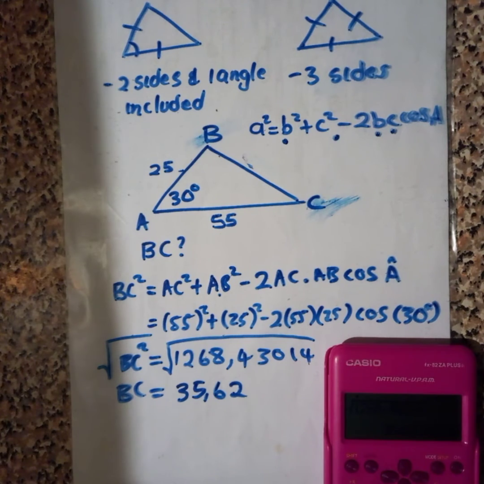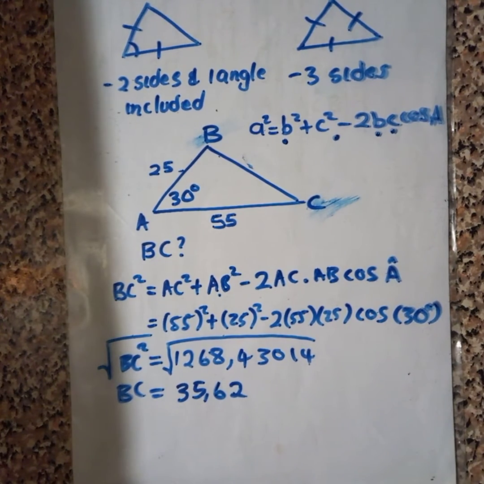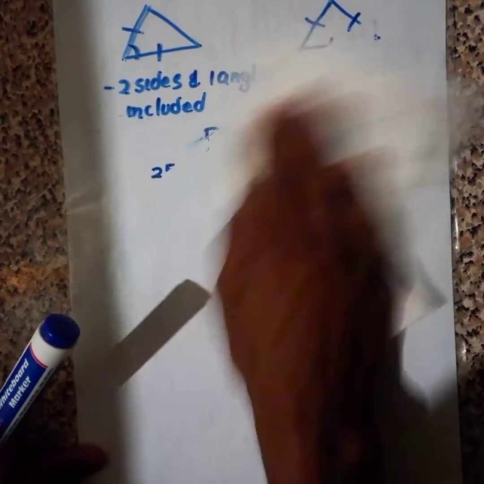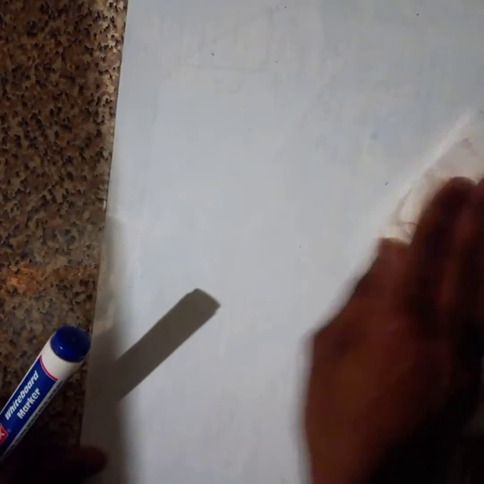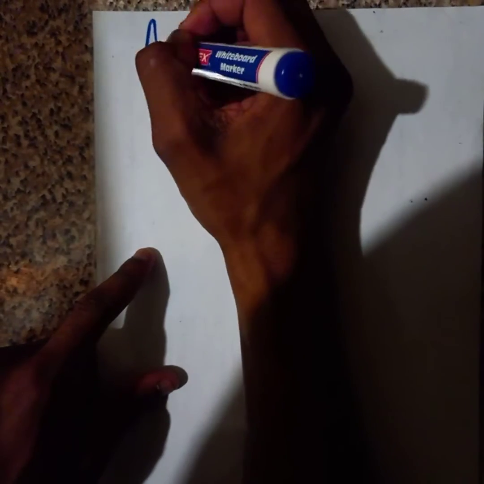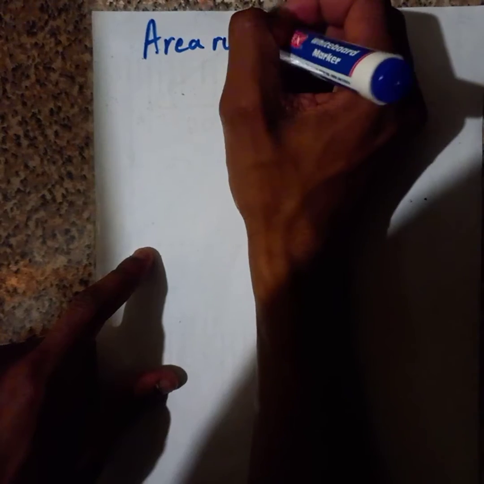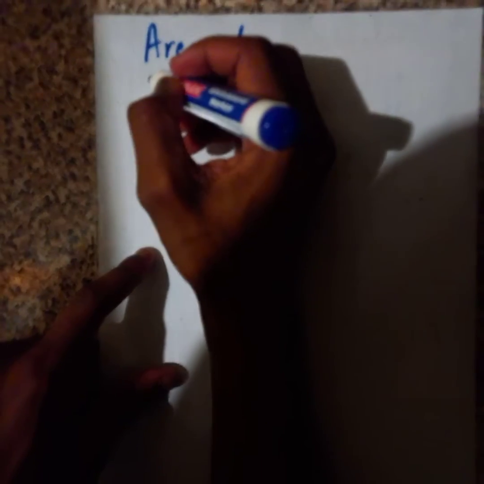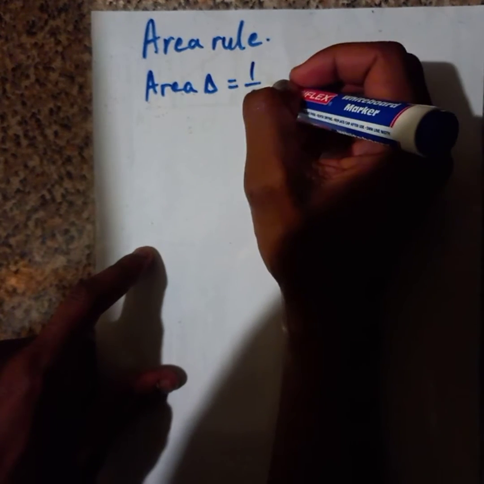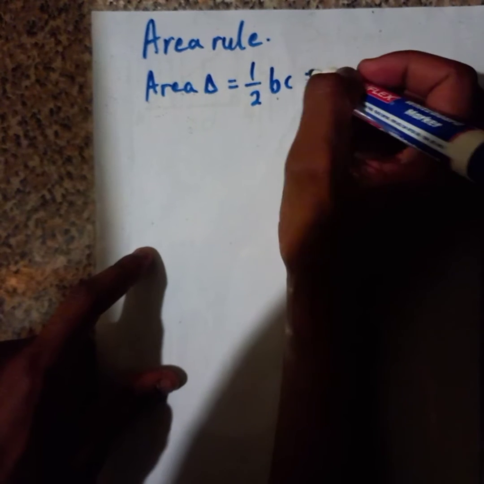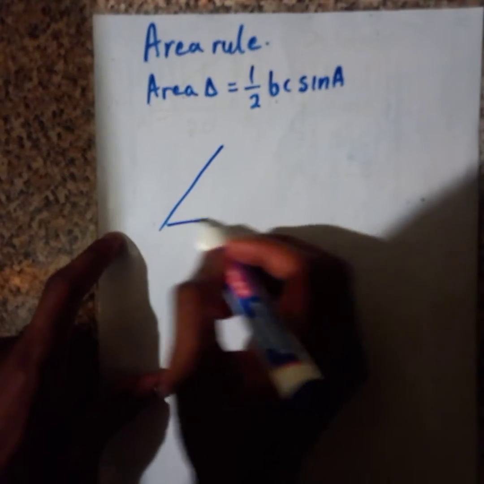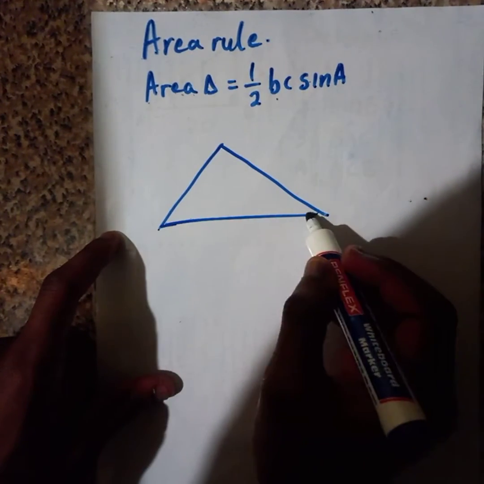Now we are going to move to the third one, which is our area rule. The simplest one, the area rule. It is as follows. Area of a triangle is going to be 1/2 bc sine A. We consider this triangle again. We do a simple proof.